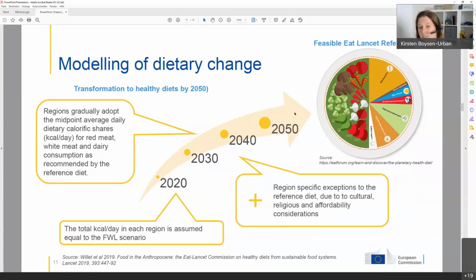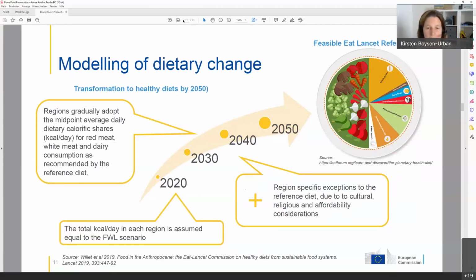Now the question is, why feasible? It's a feasible reference diet because we account for some religious or cultural typical eating of different countries, and we also accounted for affordability considerations. For instance, when we think about sub-Saharan Africa, consumers do not consume such a diet, and therefore we just exclude sub-Saharan Africa, for instance, from the meat and dairy consumption reductions.